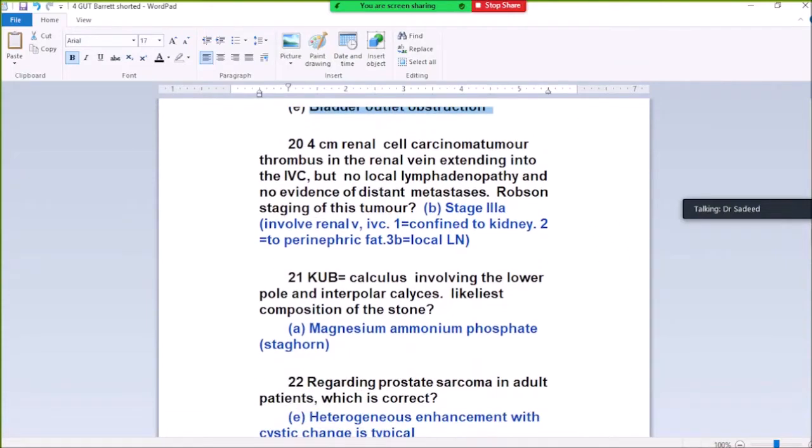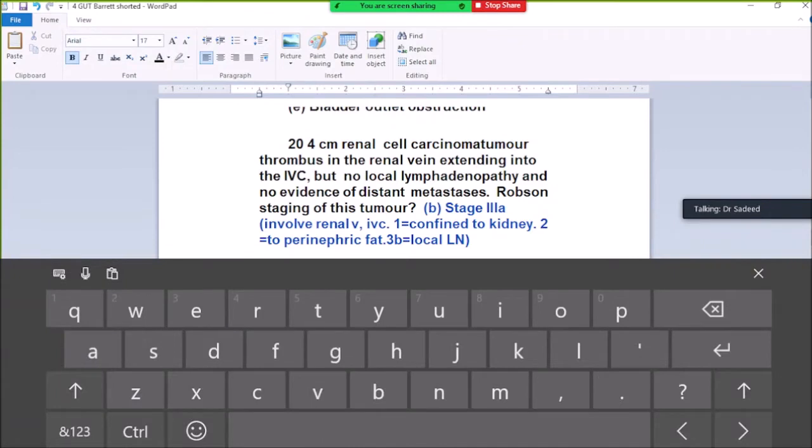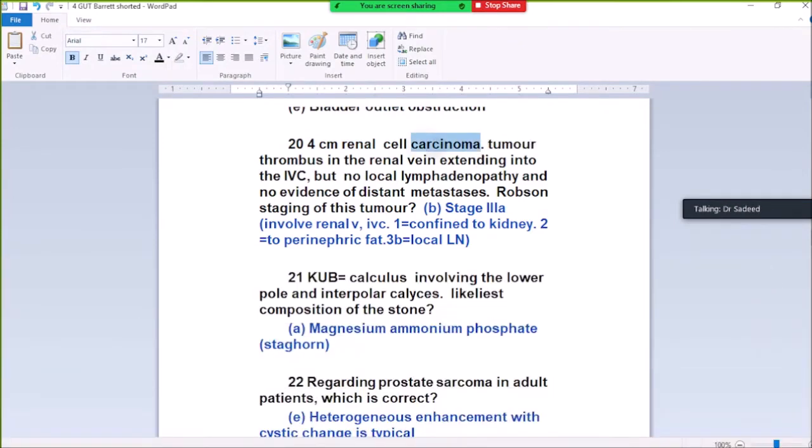Question 20. A 4 centimeter renal cell carcinoma tumor. Correct. Tumor thrombus in the renal vein extending into the inferior vena cava, but no local lymphadenopathy and no evidence of distal metastasis.